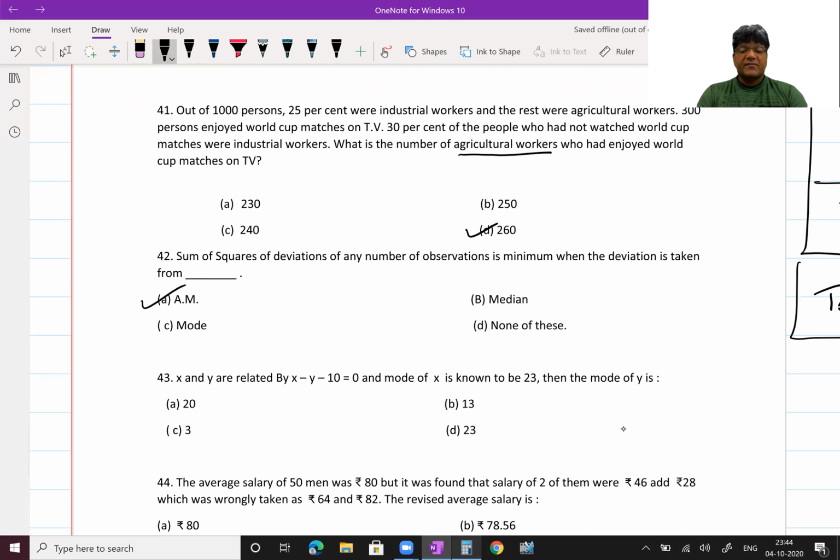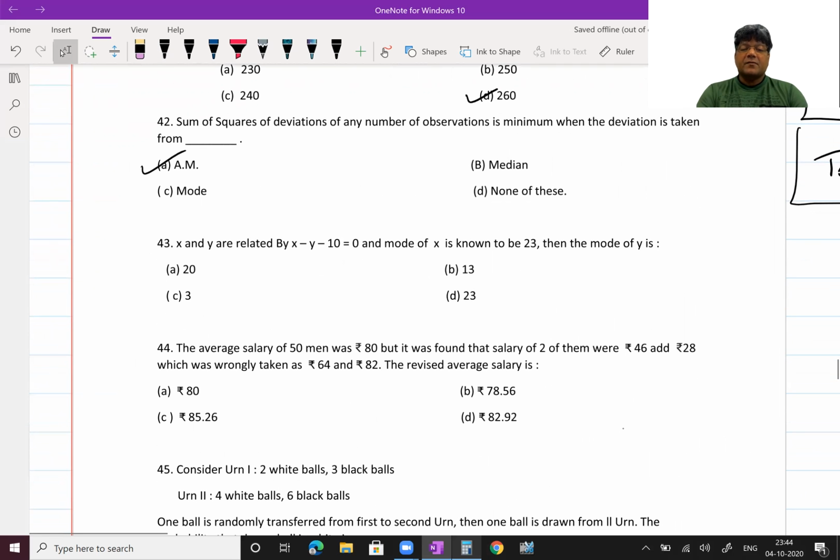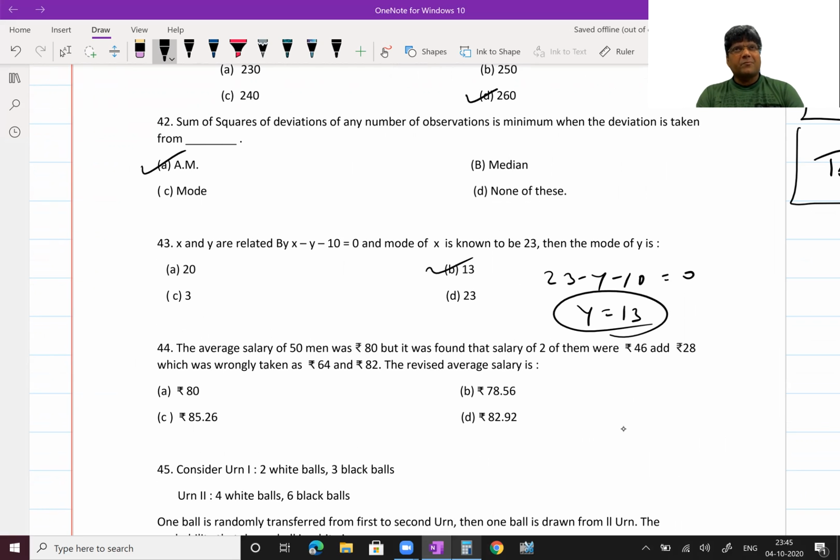Theory question, guys. X and Y are related, x minus y minus 10 is equal to 0. Mode of x is known. Put and get. So it will be 23 minus y minus 10 is equal to 0. So y is equal to 13. B. No, I'm not doing it properly directly, you know why? Because it will actually be mode of x minus mode of y minus 10 is equal to 0. So the same thing will come.